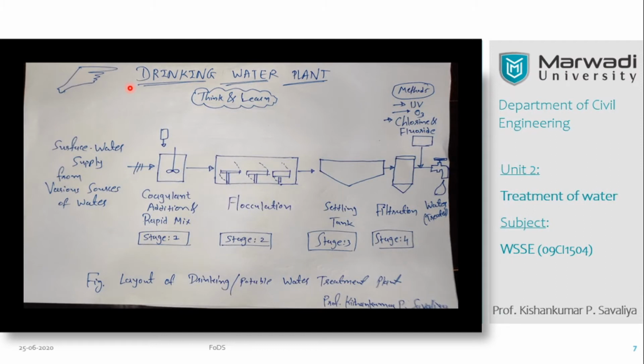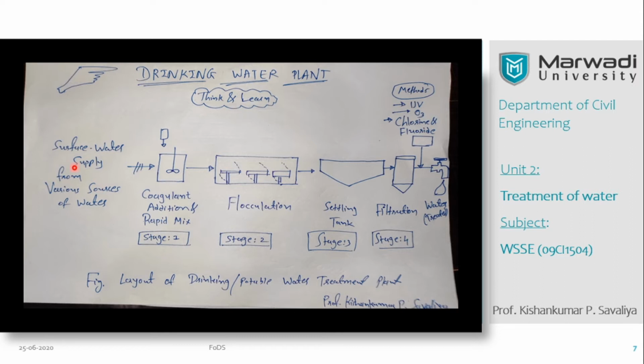So, this is the layout of the drinking or potable water treatment plant. Here you can see the layout. You need to think about the various stages of this water treatment plant and learn from this layout. First of all, I will inform you of all the stages of the water treatment plant, and then we will understand each stage. The first and foremost thing is that there is a surface water supply from the various sources of the water to the water treatment plant.